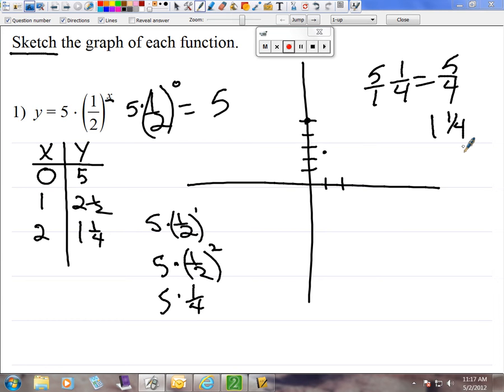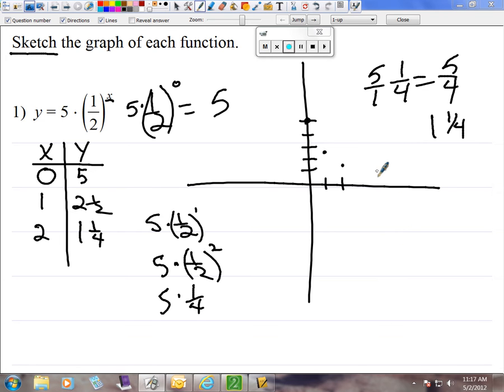So now I go up 1 1/4, just up a little bit. We're estimating. Now that's all we really need for this curve. Now let me show you what it looks like. It starts up here.